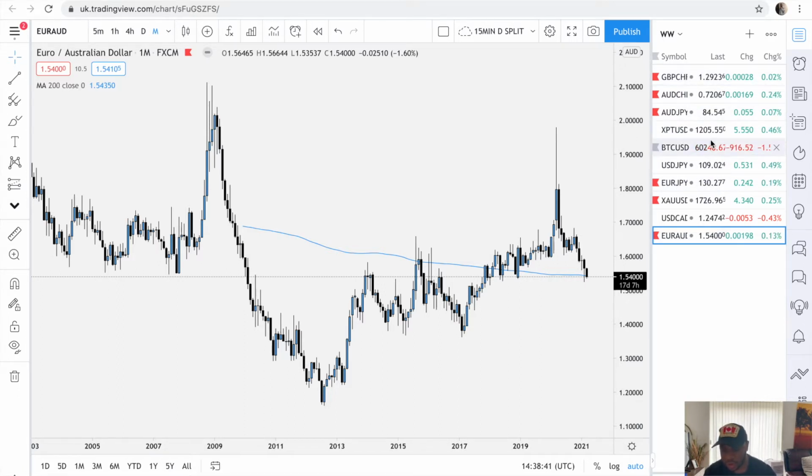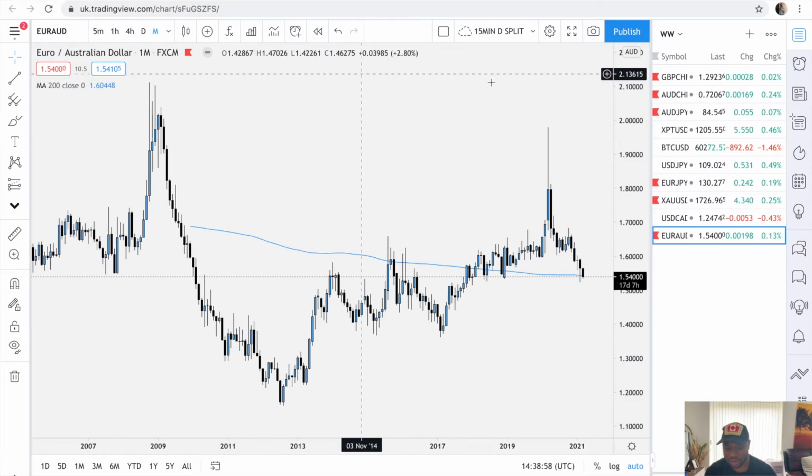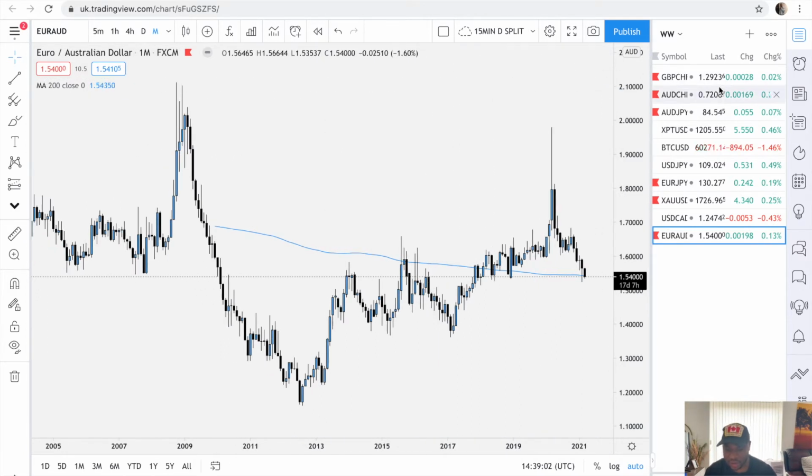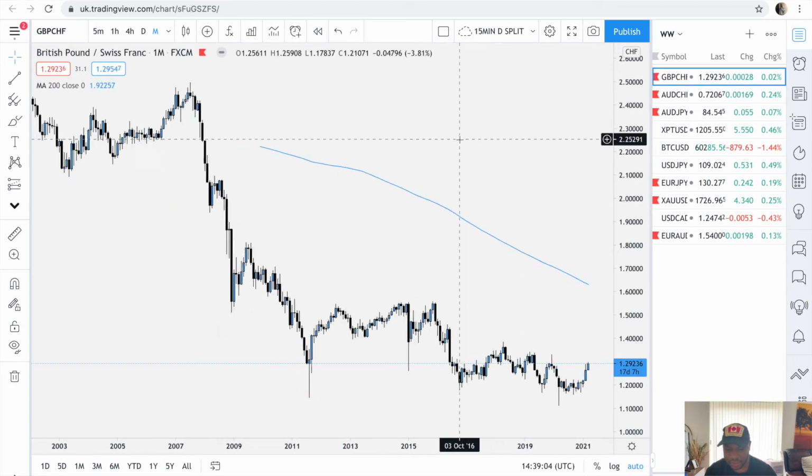How many have we got here? I'm not gonna do all of them. It's gonna take quite some time, but yeah, we're gonna apply the top-down analysis approach, which is basically us taking a look at multiple time frames in order to gauge or get an idea of where the market is heading next. So let's start with GBP CHF here.